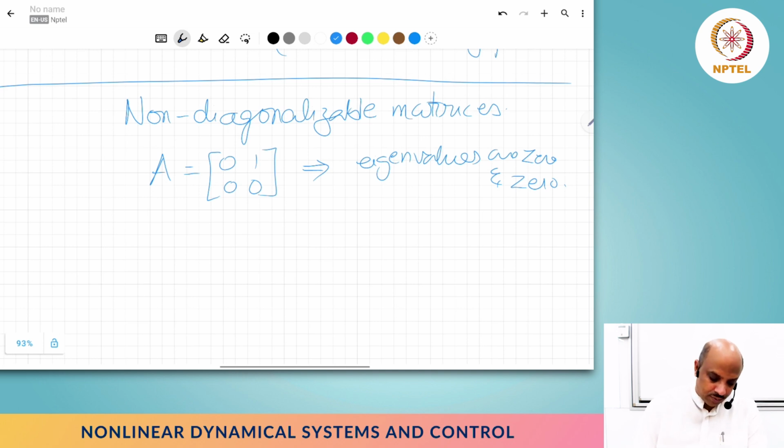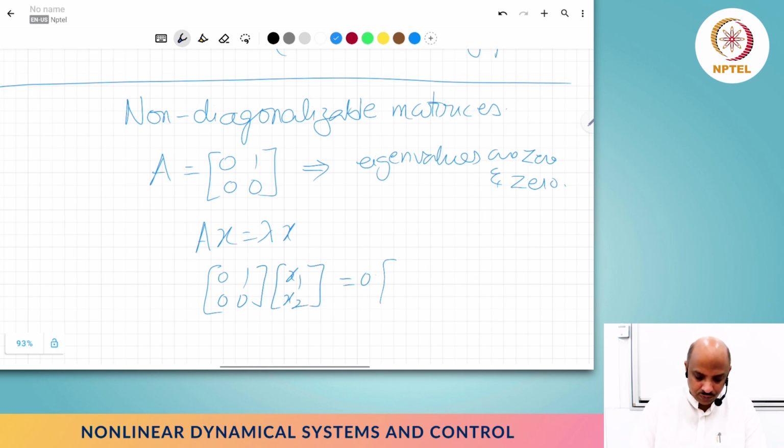Let's try to find the values of x such that this is satisfied for lambda equals 0. So we will have [0, 1; 0, 0] times some x1, x2 equal to 0 times x1, x2.